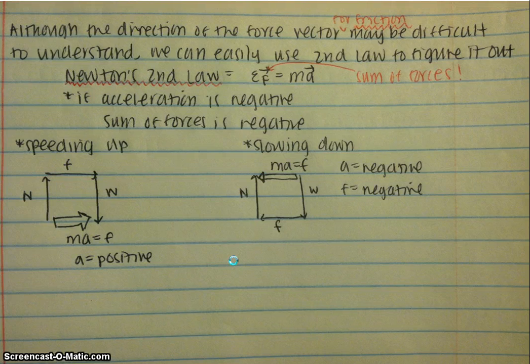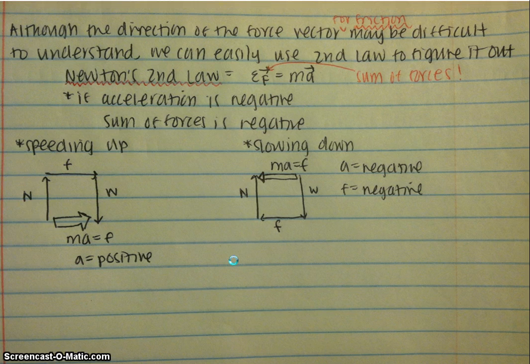Sometimes the direction of the friction vector is difficult to understand, but we can use second law to figure out why. Again, second law is the sum of forces is mass times acceleration. So clearly if acceleration is negative, then the sum of forces would be negative as well.